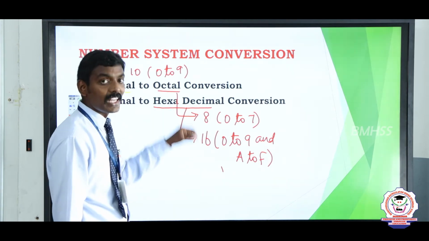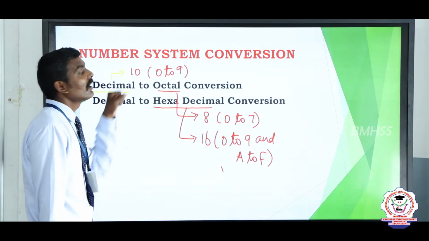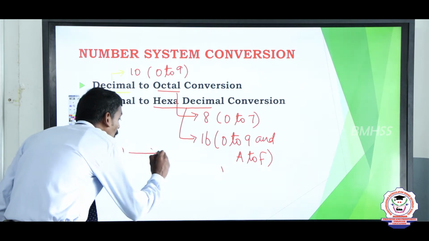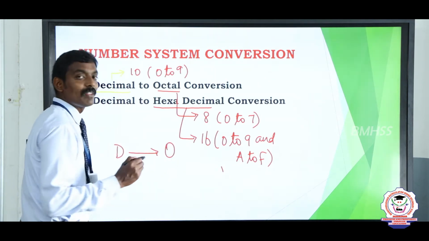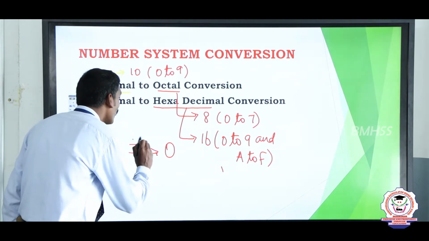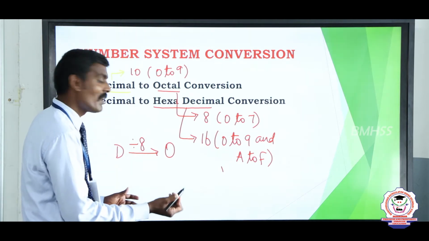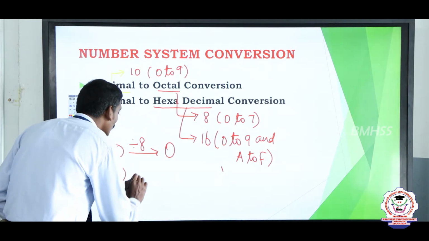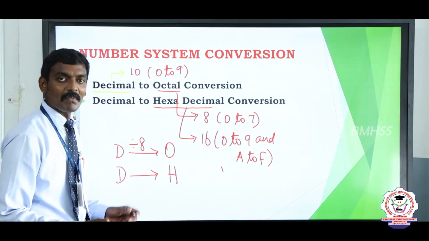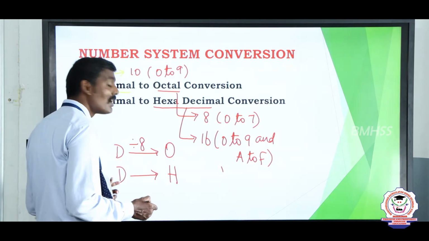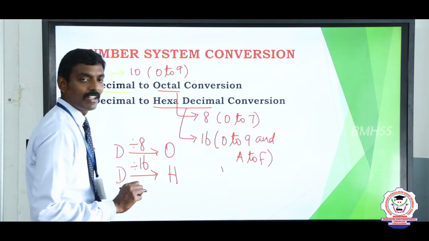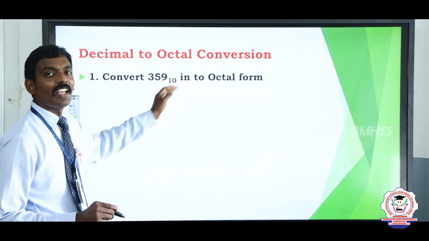Now, how can we convert a decimal number to octal? It's very simple. You have a formula for decimal to octal conversion. What is the base value of octal? Very good, 8. The decimal number should be divided by 8, and we get an octal number. In the same way, we want to convert decimal to hexadecimal. What is the base value of the hexadecimal number system? Very good, 16. The decimal number is divided by 16, and we get a hexadecimal number. Very clear? Now we are going to see the example problem.